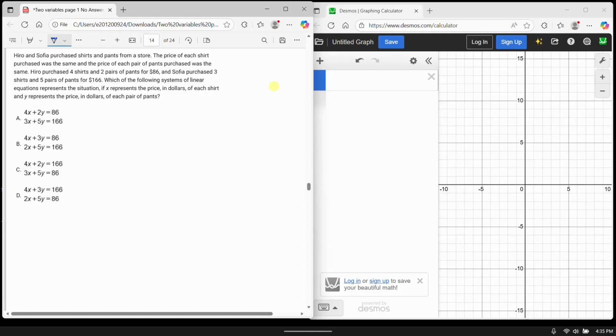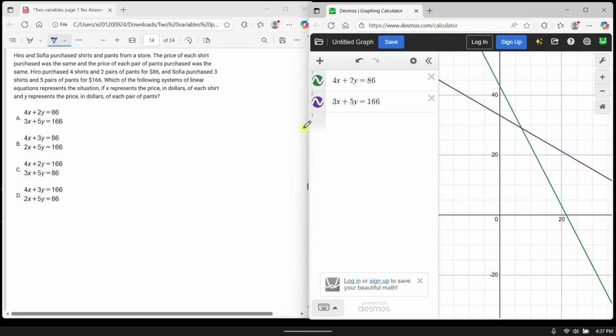You can do it by hand, but first read the question. There are two people who purchase shirts and pants from the store. It says Hyro purchased four shirts and two pants for 86. So I can see this one is right. This one, no, this one would equal 166. So that one's wrong, so we don't know.